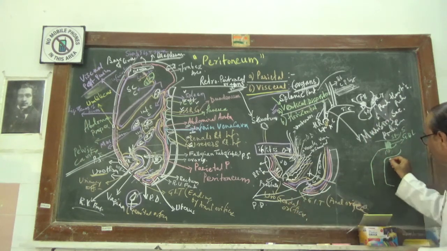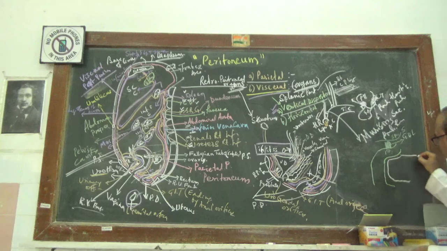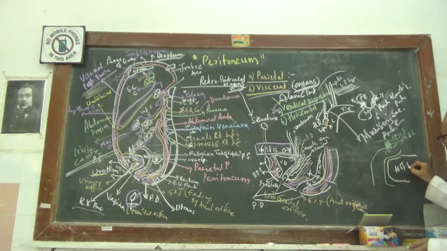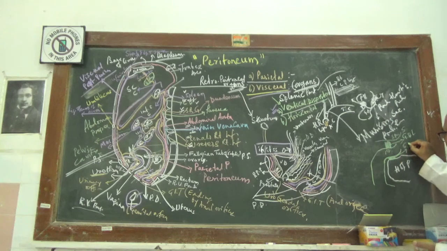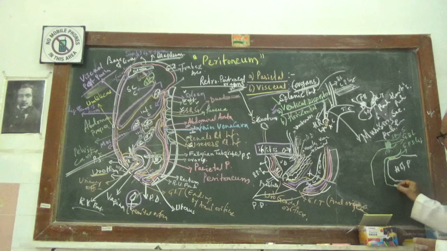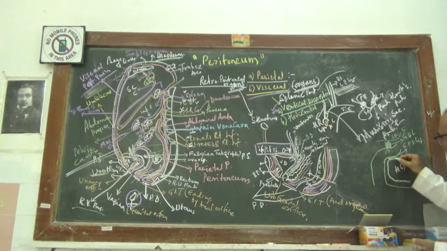Now this will be the head of the pancreas. So from this to this, the inferior portion of the first part of the duodenum, to the upper part of the head part of the duodenum, this is called the superior pancreatico-duodenal ligament. Then you will have one more ligament.